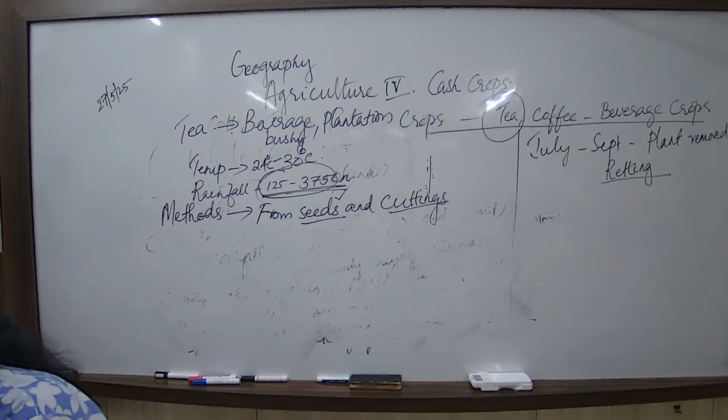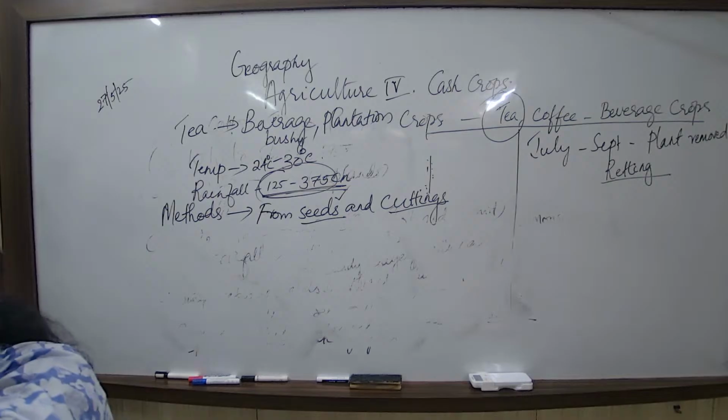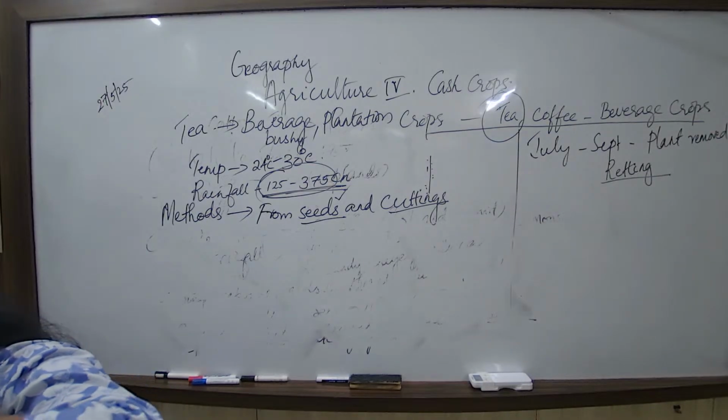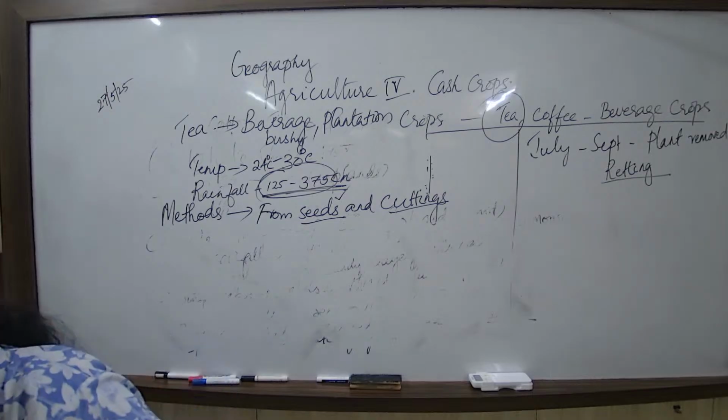So see when you are writing that climate, very briefly it is written in that volume. So you see how much temperature, how much rainfall. Okay, it's given. Rainfall is 150 to 200 centimeters, well distributed throughout the year.